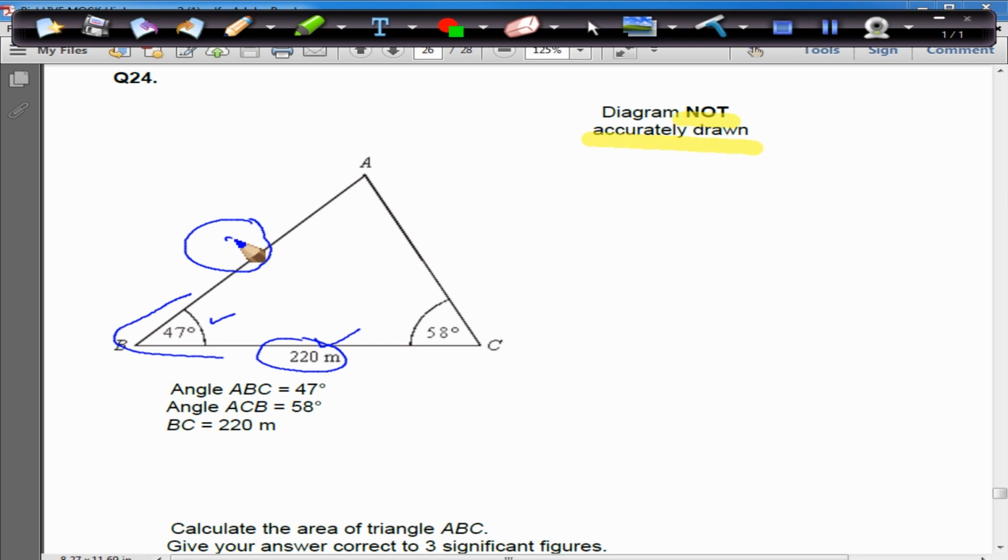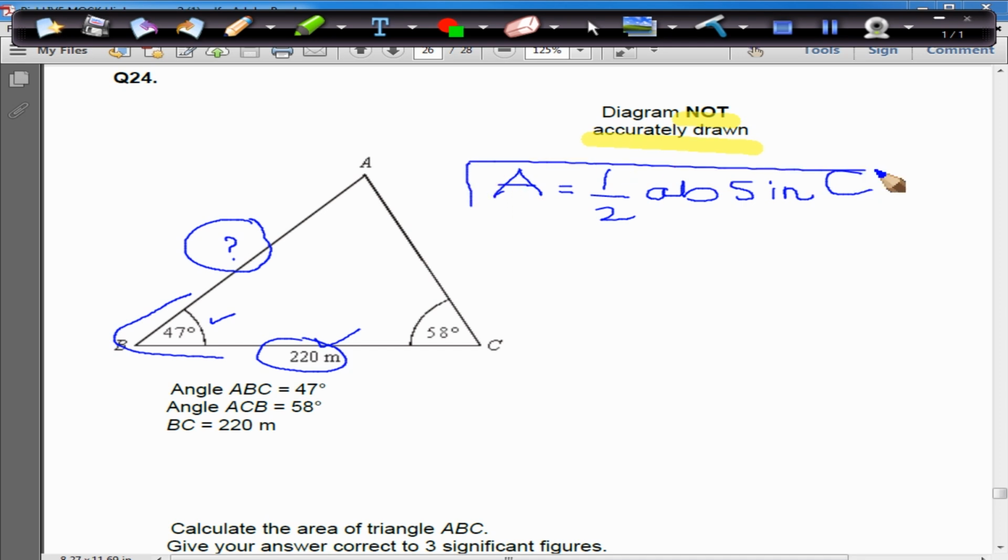We know the angle in between. We know this length. What's missing is that length. So we need to work out that length first. Because the formula for the area of this type of triangle is area equals, come on folks, tell me, half ab sin C. That's right. Half ab sin C will give you the area. So this is the angle in the middle here, the angle surrounded by the two sides, a and b. Now we need to work out this first of all.